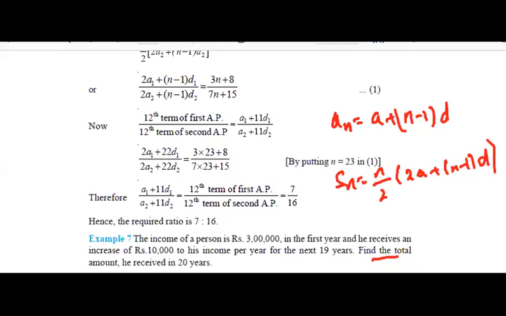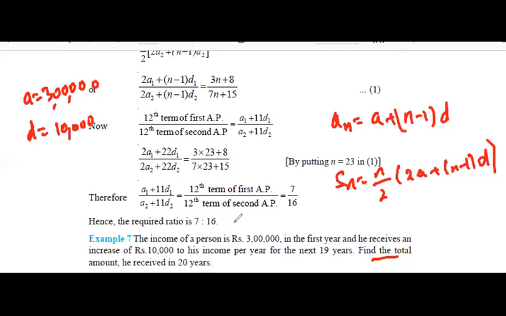Now, the income of a person is 3 lakhs in the first year. So A is equal to what? 3 lakhs. Write down the information. And he receives an increase of 10,000 in his income per year. So the common difference is 10,000. Yes or no? Write down the information first.